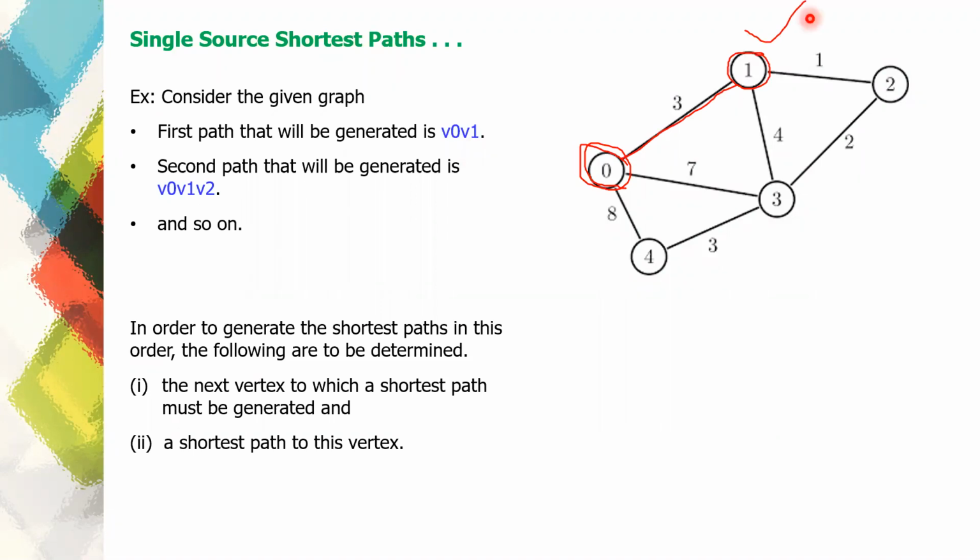Now I'll have to select from vertex 1, I have to consider it as source. Now check who are all connected to vertex 1. Vertex 1 is connected to 2. It is also connected to 3.